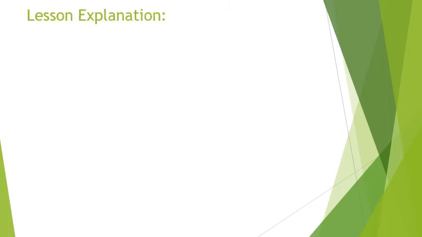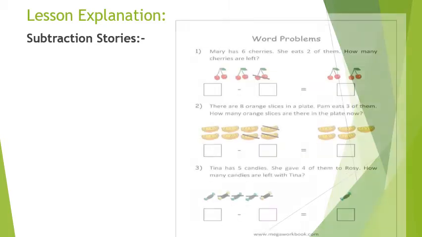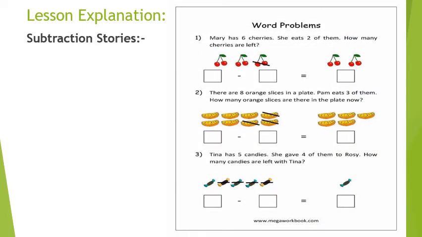Lesson explanation. Subtraction stories. Now here I am going to show you more examples of word problems, and we will solve them orally. Okay, children? See this worksheet? Okay, we'll solve this now. See the first question. Mary has 6 cherries. She eats 2 of them. How many cherries are left?